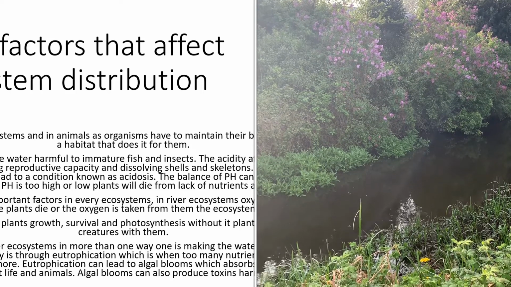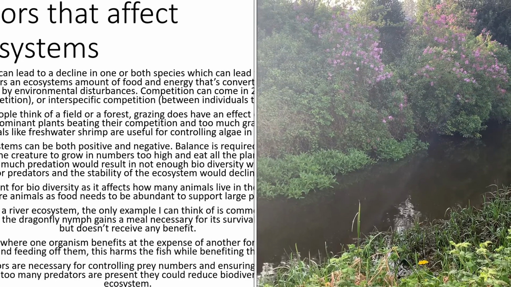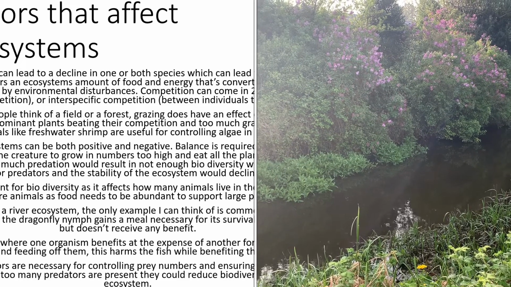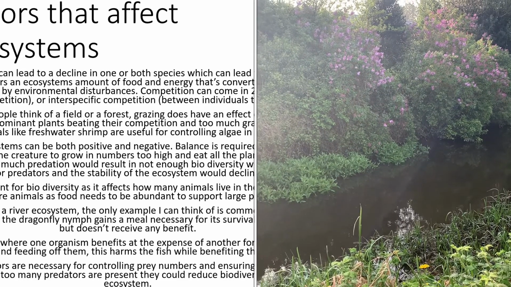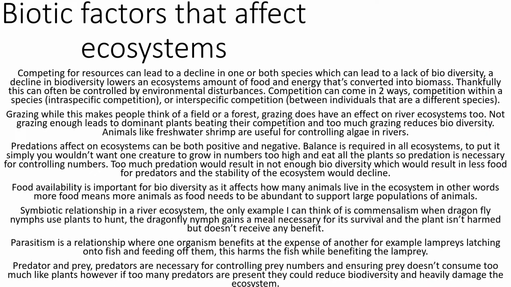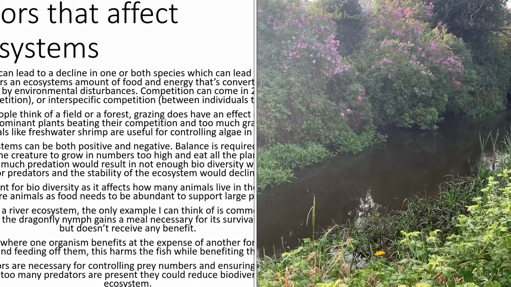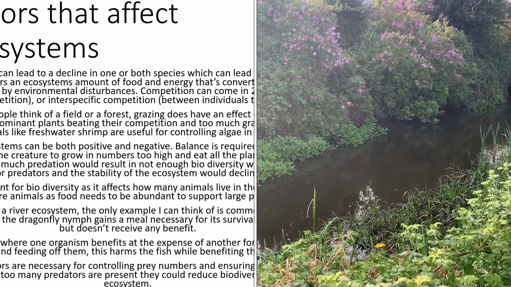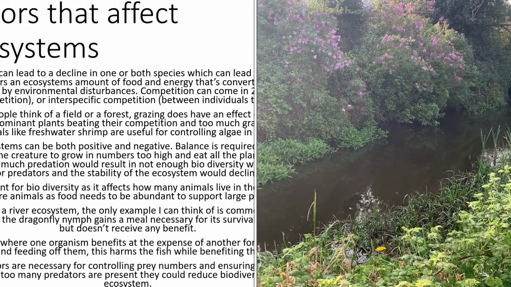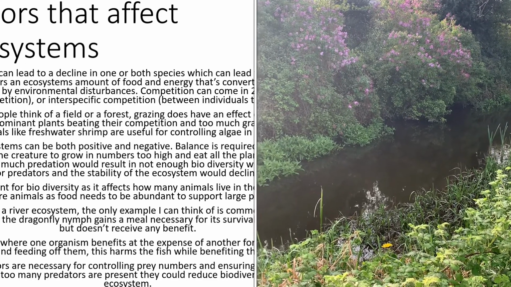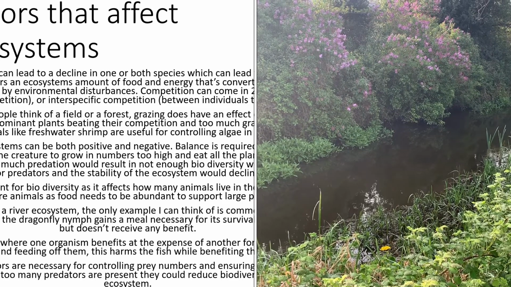Biotic factors that affect ecosystems. Competing for resources can lead to a decline in one or both species, which can lead to a decline in biodiversity. A decline in biodiversity lowers the amount of food and energy that's converted into biomass. Thankfully, this can be controlled by environmental disturbances. Competition can come in two ways: competition within a species, intraspecific competition, or interspecific competition between individuals of different species.